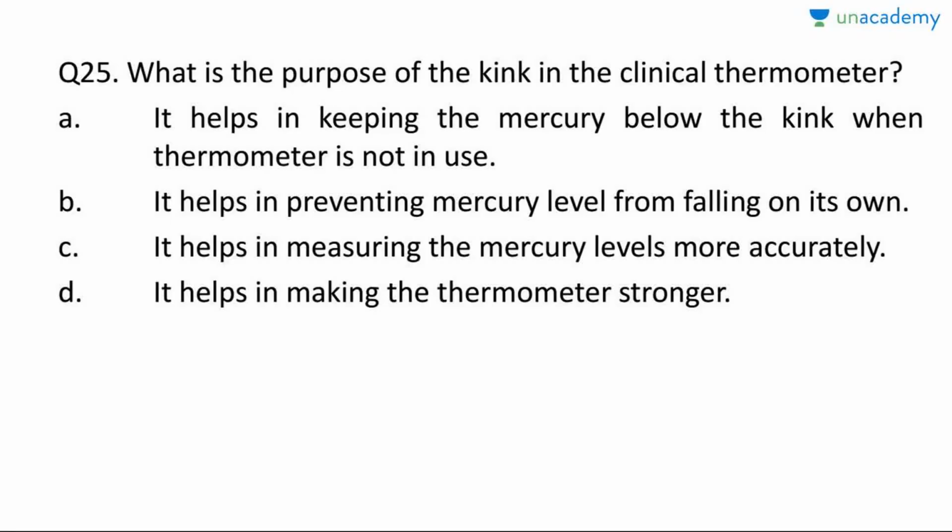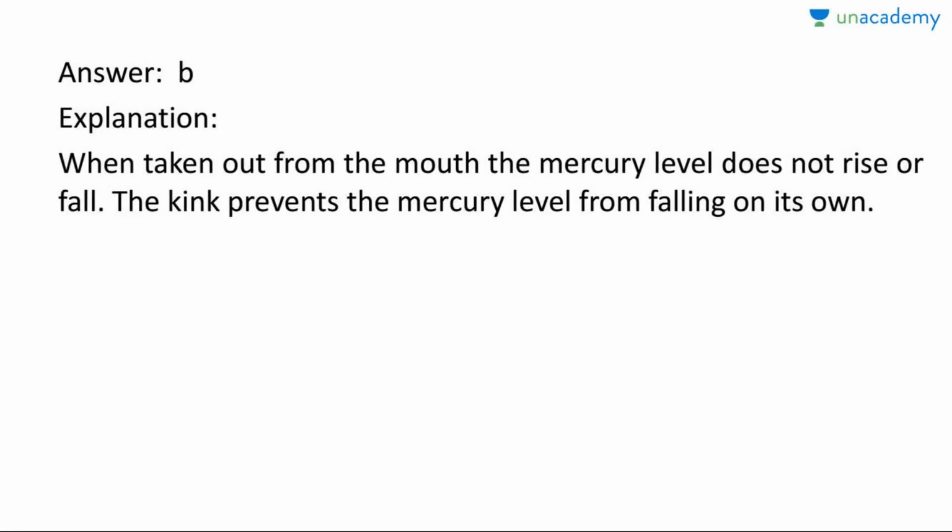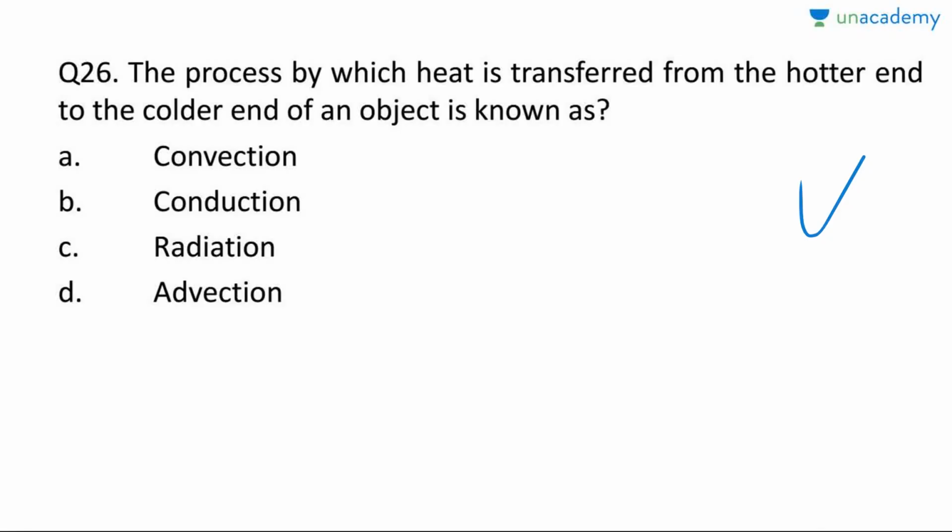Question number 25. What is the purpose of kink in the clinical thermometer? So kink is basically to prevent mercury level from falling on its own. So that is why the kink will prevent it. What happens is when taken out from the mouth, the mercury level does not rise or fall. The kink will prevent mercury level from falling on its own.